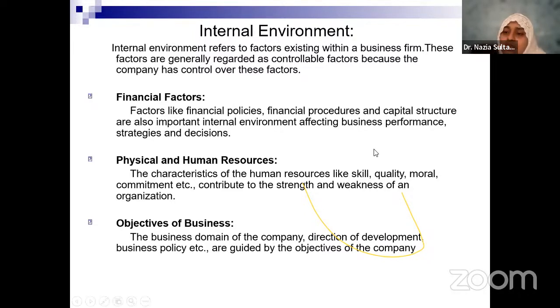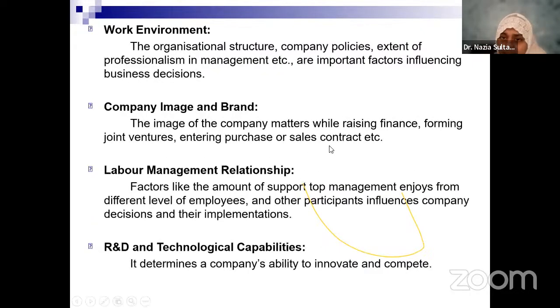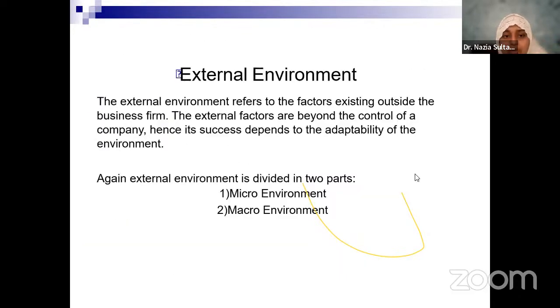Then whatever is the business objective and what direction you want to take your business, the internal factor, the entire work structure, as I was telling, tall structure, flat structure. You have got the structure which is having professionalism. So leaders who are there in the company, how they manage the company, what kind of an image does the company have in the market, how do you maintain relations with the labor, and what kind of capabilities you have. All of that are internal factors. Then external, as I said, micro and macro.